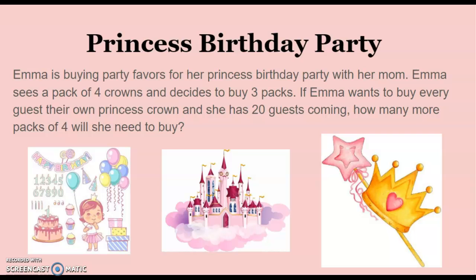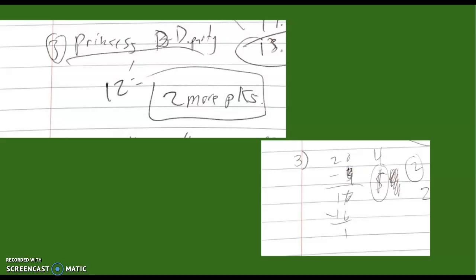I thought this question should be solved by first figuring out how many crowns she already has. If she has a pack of 4 crowns and she buys 3 of those, then that would be 4 times 3, which is 12 crowns. Next, you would need to figure out how many more she's going to need. If she has 20 guests coming and she already has 12, then she would need 8 more crowns. And if the crowns come in a pack of 4, then 8 divided by 4 is 2. So the answer should be 2, and that's how I would go about solving the problem.